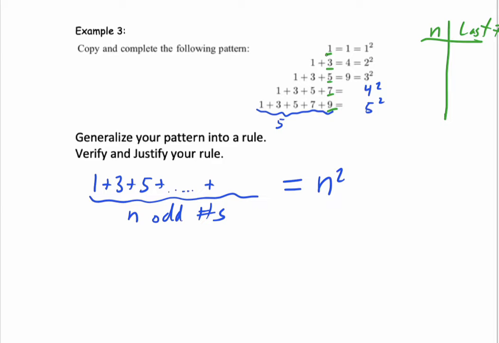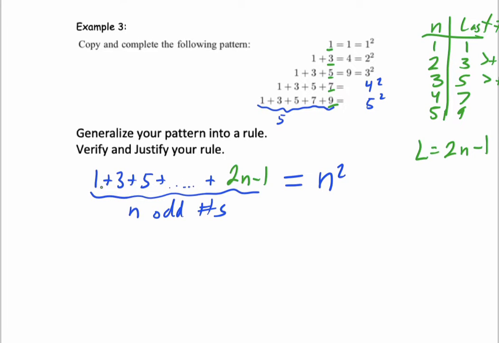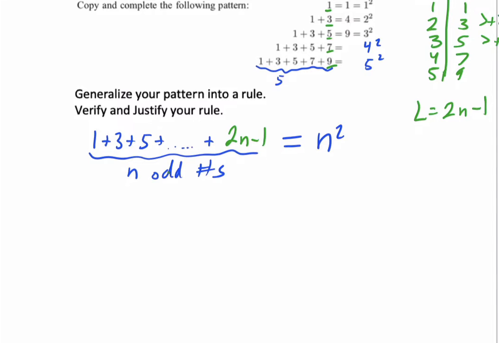Okay, if you have one number, the last number in the sequence is 1. If you have two numbers, it's going to be 3, then 5, 7, 9. Those are the last numbers, 1, 3, 5, 7, 9. These are going up by 2 each time, so this is just a linear rule. It is 2n minus 1, so the last number is always 2n minus 1. So we can stick a 2n minus 1 here in our formula, right? This is how you represent the sum of the first n odd numbers.